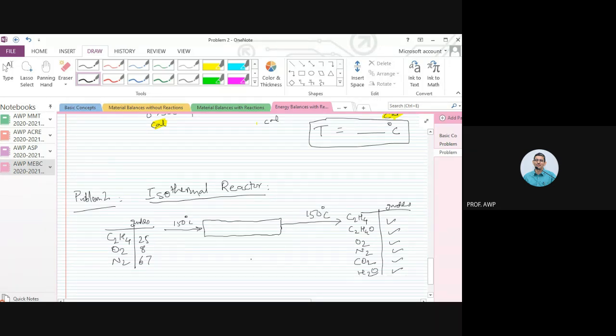Now, because it's an exothermic reaction, the temperature will rise. And because I want to maintain isothermal conditions, I have to take out heat. I have to remove heat from the reactor.